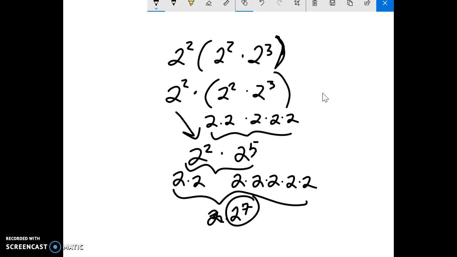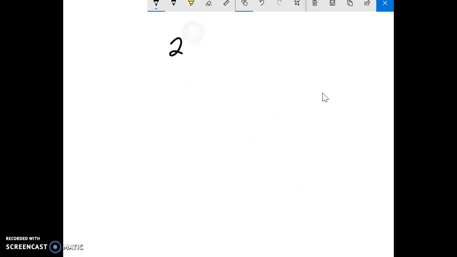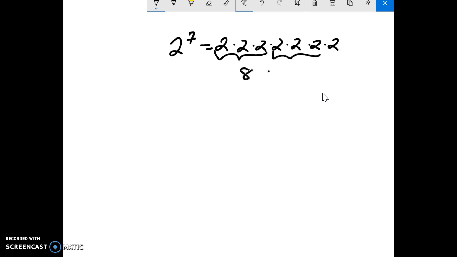let me do 2 to the seventh up here. 2 times 2 times 2 times 2 times 2, 5, 6, 7. I know that 2 times 2 times 2 is 8, and I have 2 sets of those, so I have 8 times 8 times 2. This is 64. Times 2 is going to be 128.